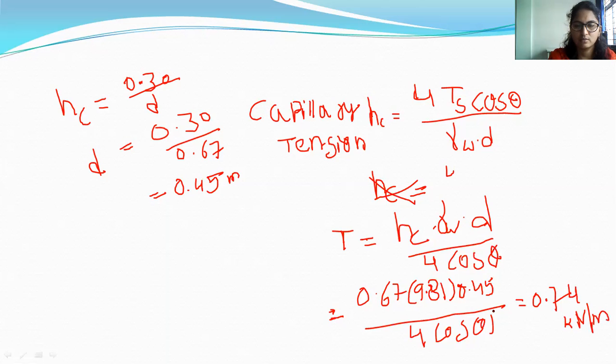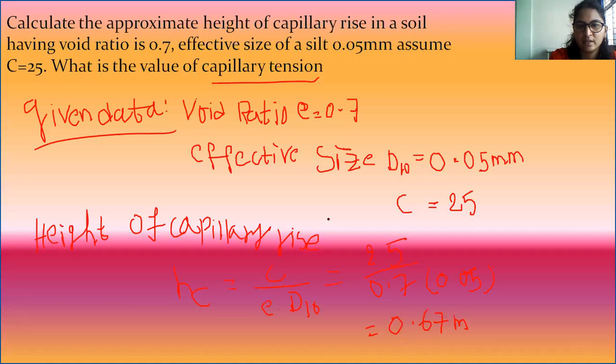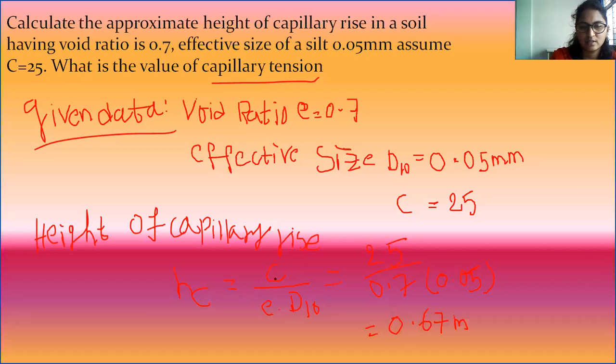So this is one of the related problems on capillary tension. Here the void ratio, effective size and C value are given, but the d value and h c value are not given. So you can calculate them by using these formulas.